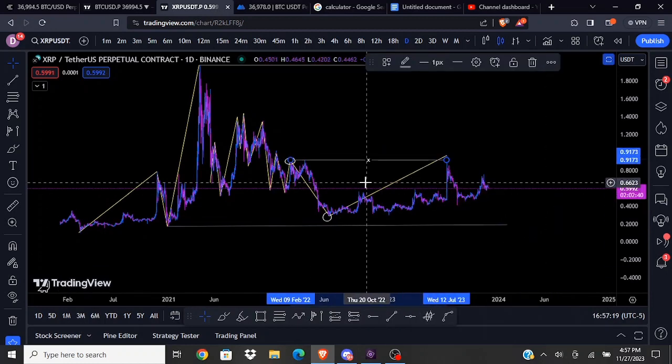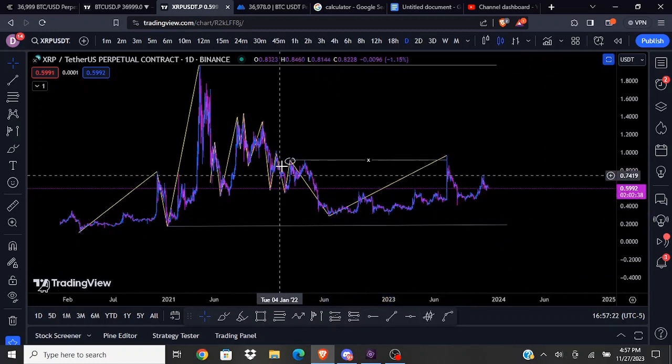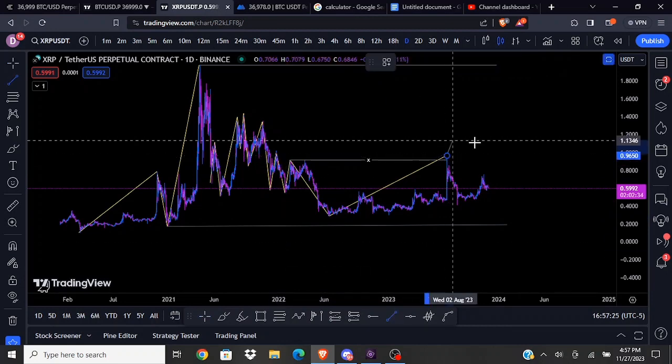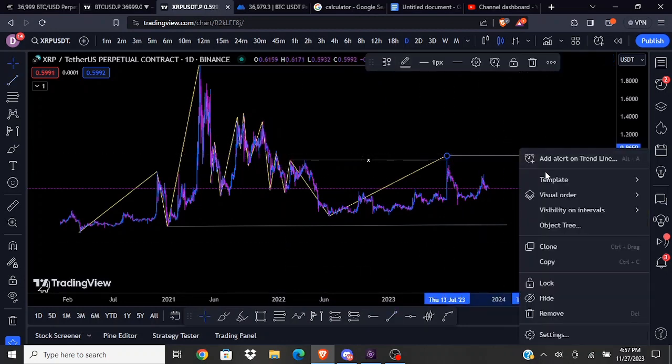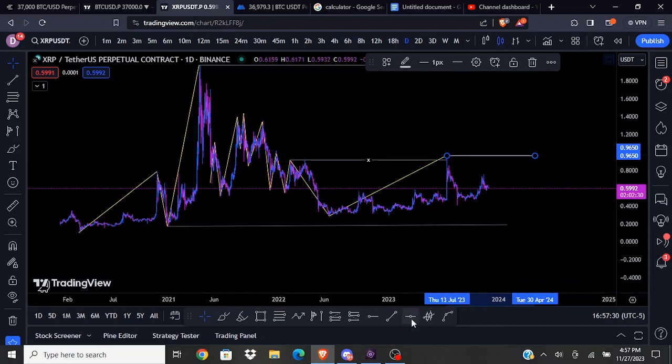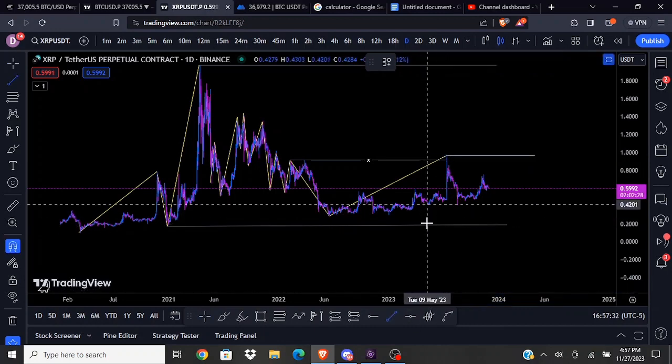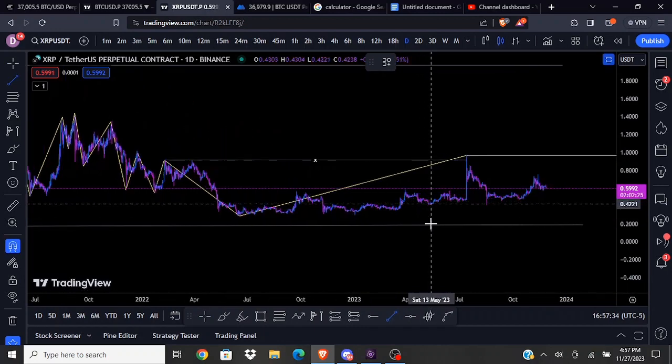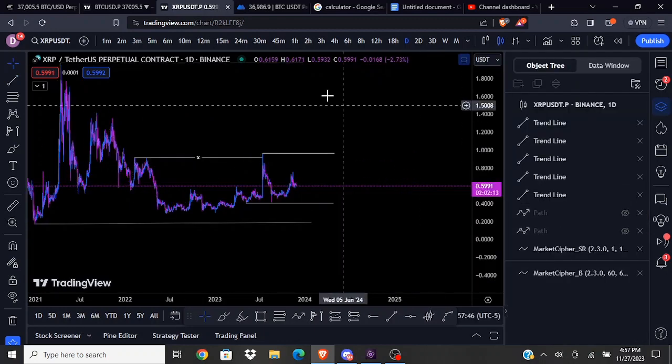So I'll make sure I have everything labeled correctly. That was an SFP over there. And I want to mark out this high as being a significant market structure point. And I want to mark out this low over here as being a significant market structure point. So now we can turn off these path tools.